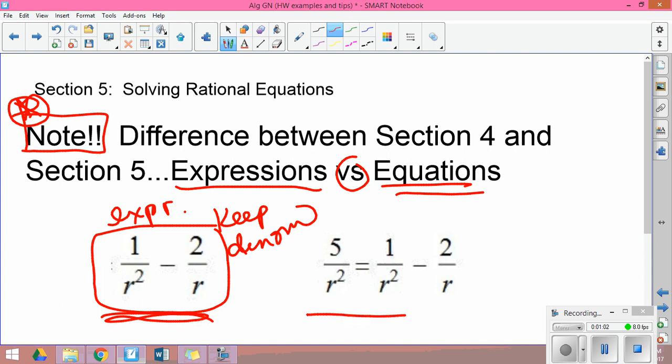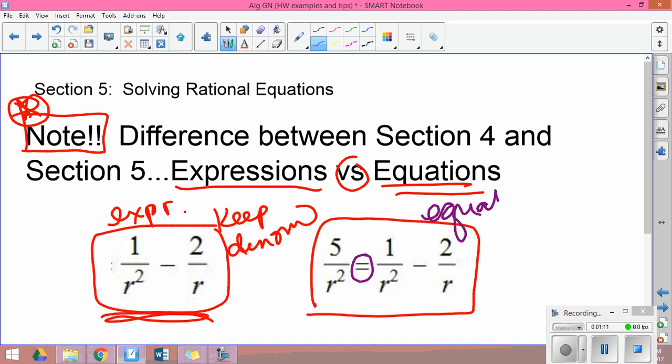If you look at this, because of this little equal sign, this now becomes an equation, and we can get rid of the denominators. We're going to follow a pattern. We can't just throw them out, but you're going to be able to clear the fractions and get rid of those denominators and do some different solving.